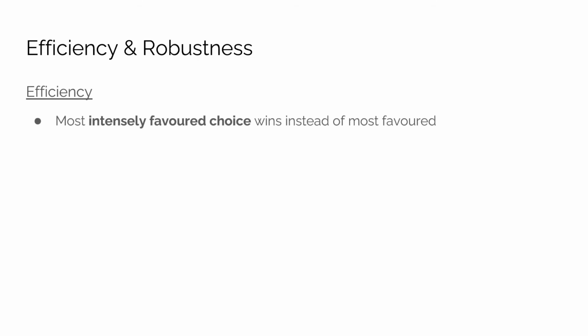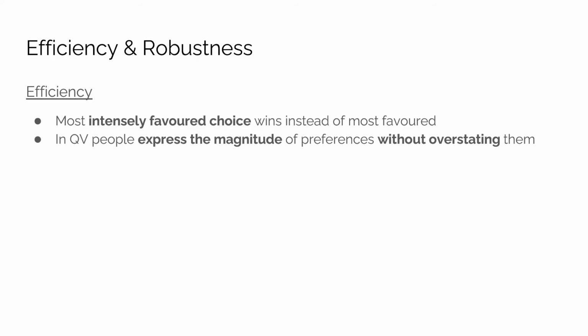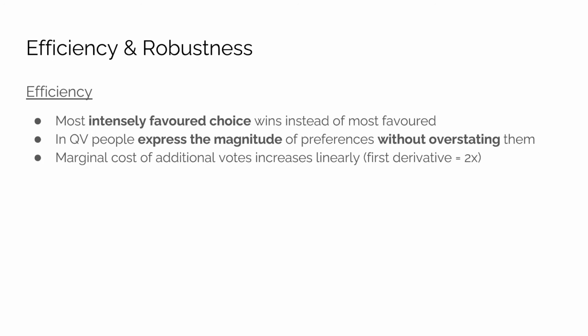How efficient is quadratic voting? As opposed to the one person, one vote scenario where the most favored candidate wins the election, here the most intensely favored choice is the victor. Quadratic voting allows voters to express the magnitude of their preferences. As a safeguard, the increasing marginal cost of additional votes ensures that the magnitude of preferences are taken into account but not overstated.